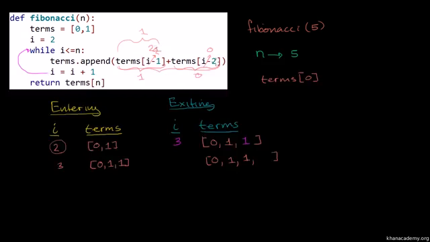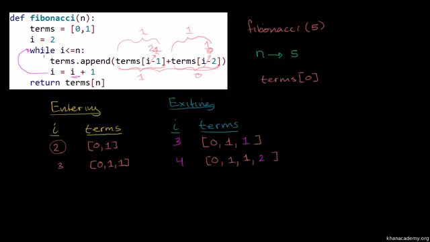Plus i minus 2. Well, i is now 3. 3 minus 2 is 1. So plus the first term in terms. So this is also going to be a 1 over here. So it's going to be 1 plus 1, or 2. So we're going to append a 2 to terms. That's what this does over here. And then we take whatever i was, which in this iteration is 3, and we add 1 to it and redefine i to be that. So 3 plus 1 is 4, and that's the new i.